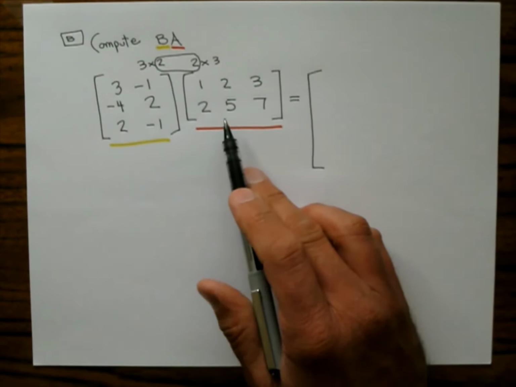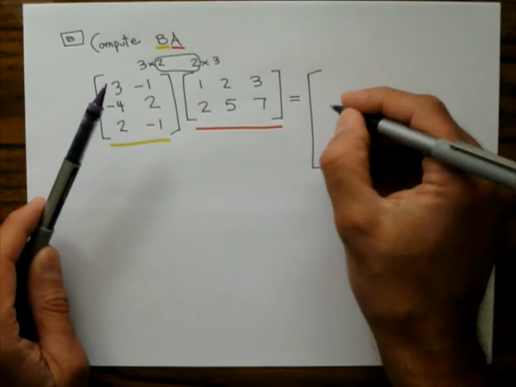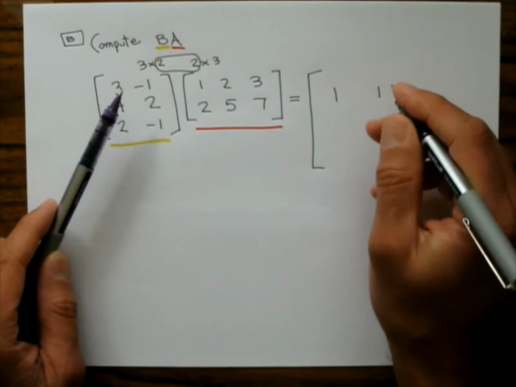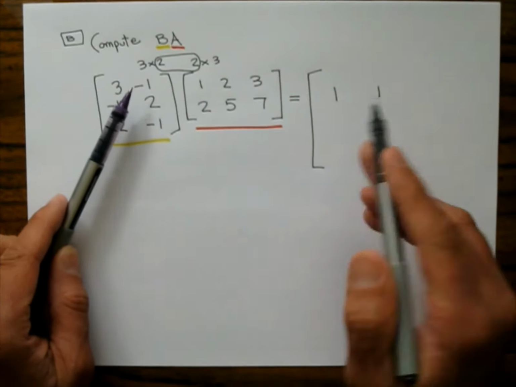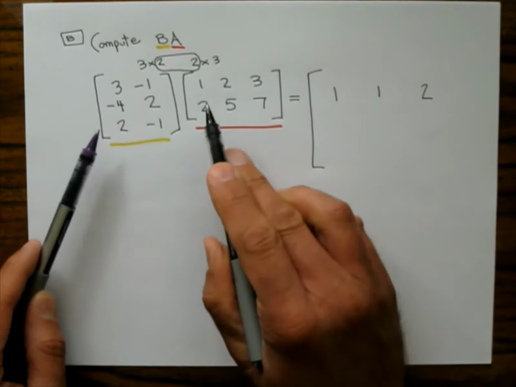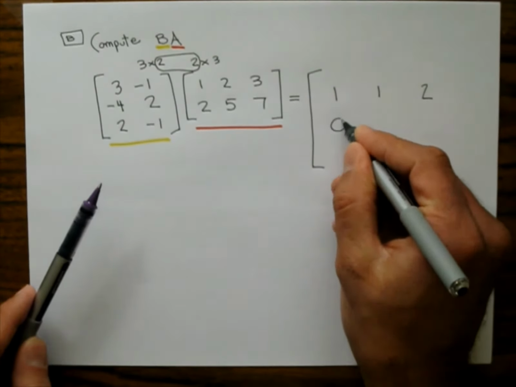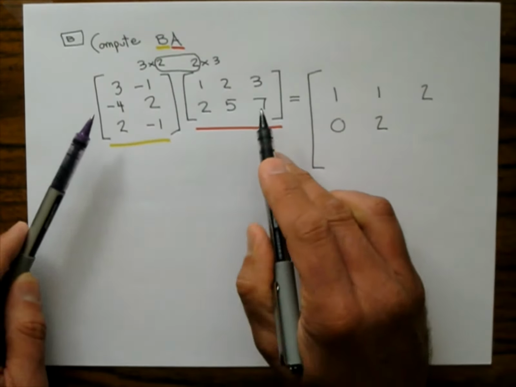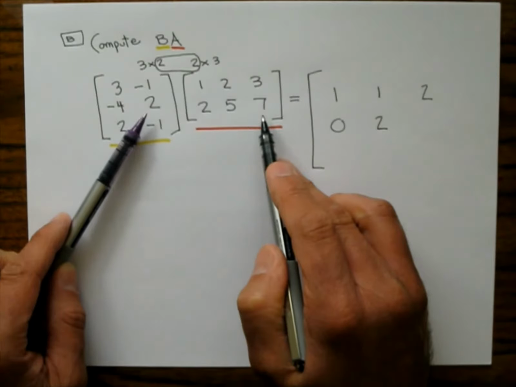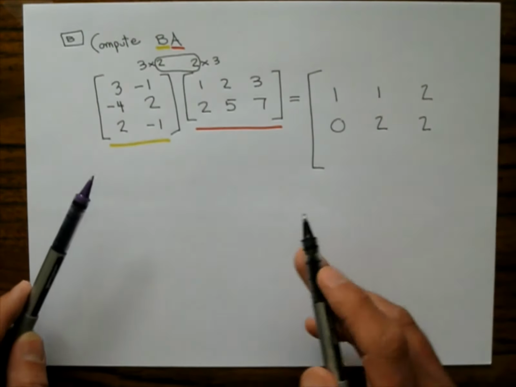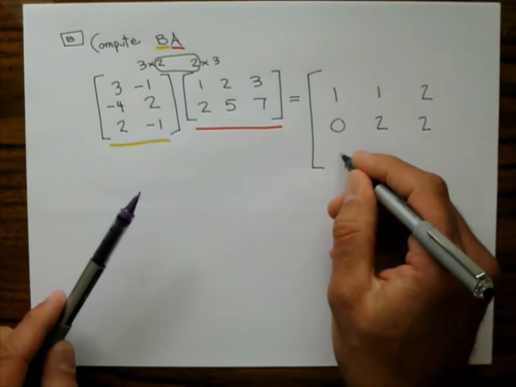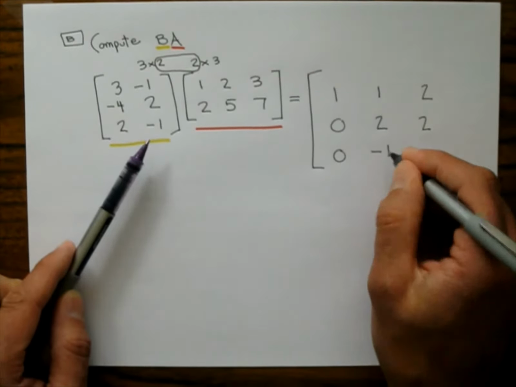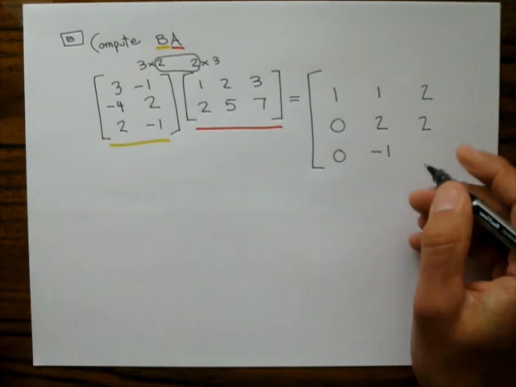We have, I'm not going to write it all out this time. I'm going to go 3 minus 2, which is 1. And then 6 minus 5, which is 1. And 9 minus 7, which is 2. Negative 4 plus 4 is 0. Negative 8 plus 10 is 2. Negative 12 plus 14 is 2. Lots of arithmetic here. 2 minus 2 is 0. 4 minus 5 is negative 1. And the last one is 6 minus 7 is negative 1.